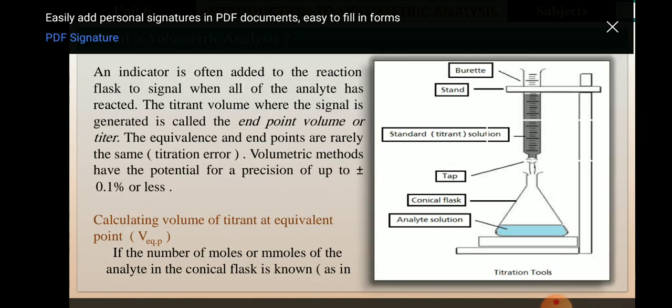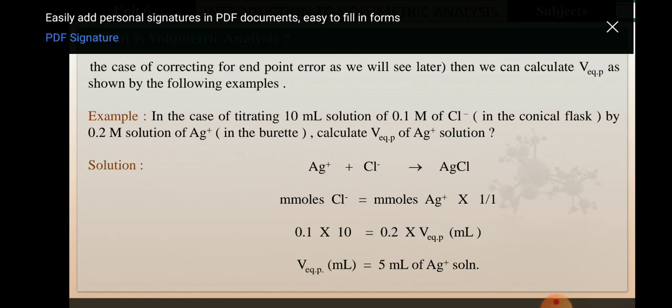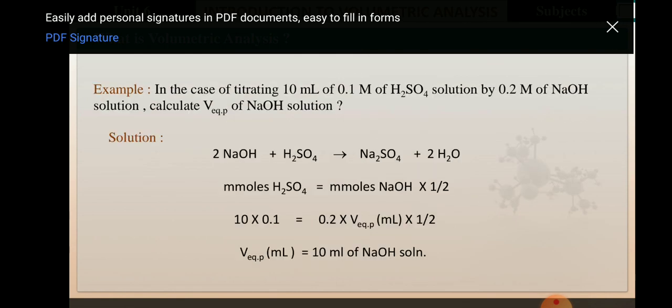This is the problem. Next is example number two.